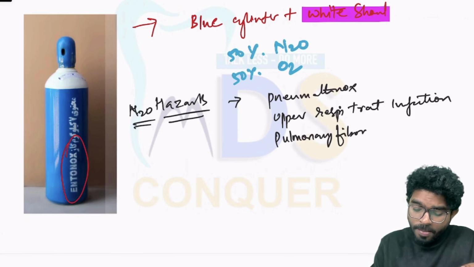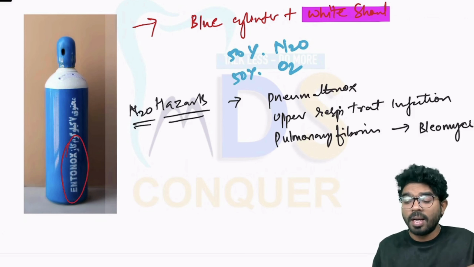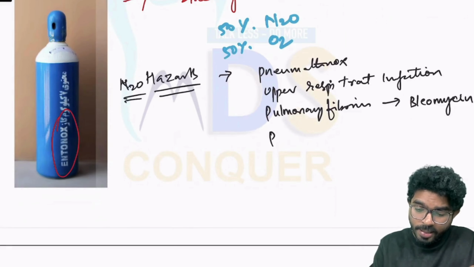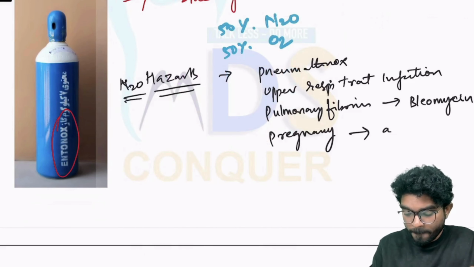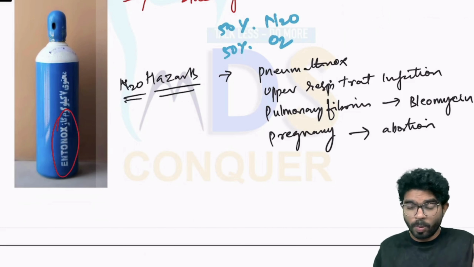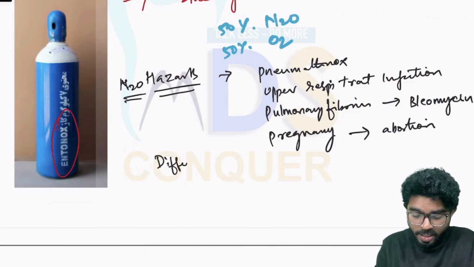Nitrous oxide is contraindicated in pneumothorax, respiratory tract infections, and one more important thing is pulmonary fibrosis. Patients under the usage of bleomycin are prone to pulmonary fibrosis. In these individuals, nitrous oxide is contraindicated. Nitrous oxide is also contraindicated in pregnant women because this may lead to abortion.